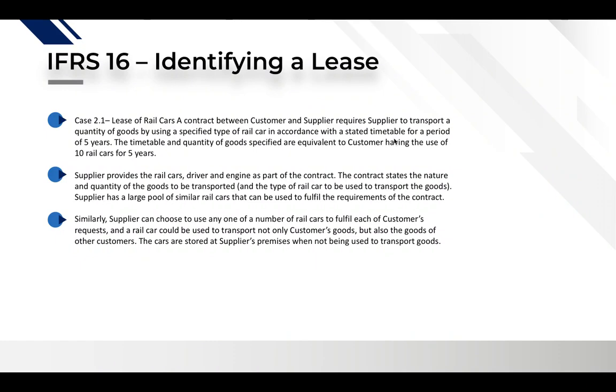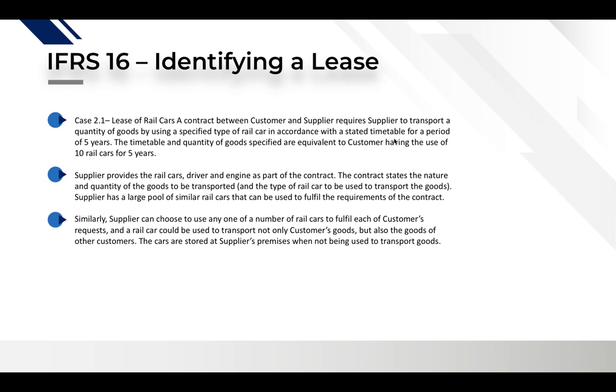Let's look into a case study for identifying a lease. Case 2.1, Lease of rail cars. A contract between customer and supplier requires supplier to transport a quantity of goods by using a specified type of rail car in accordance with a standard timetable for a period of use of 5 years.